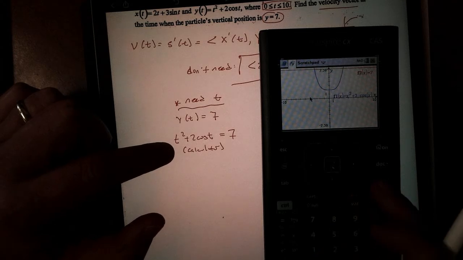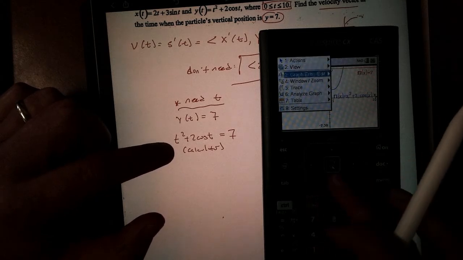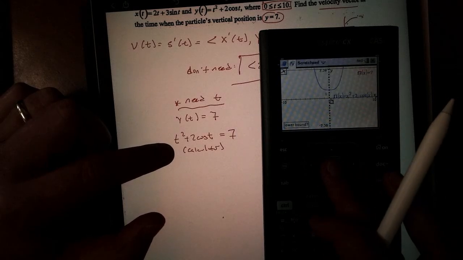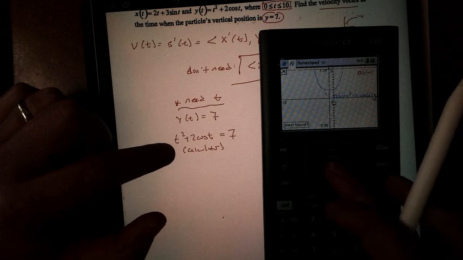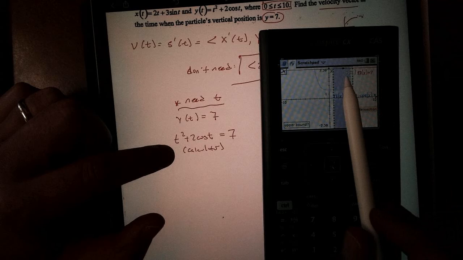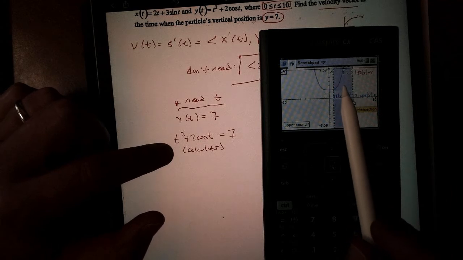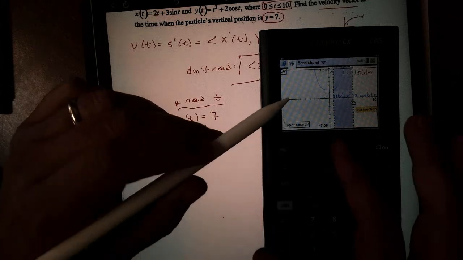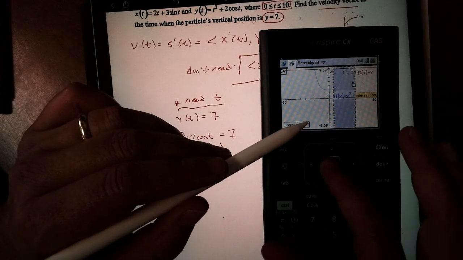I can find that by using my menu, Analyze Graph, and I'm looking for that intersection. I'm just going to scroll here. I'm not worried about before, just after. And when they meet up, I get this point 3, 7. Now, most likely that's probably a decimal, so I'm going to hold over here.